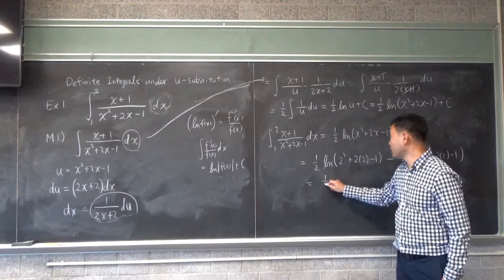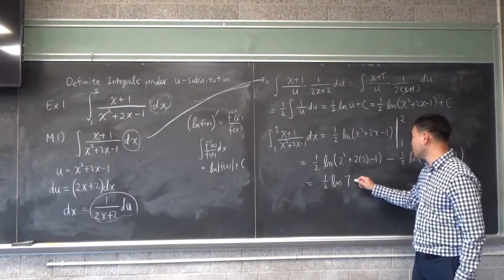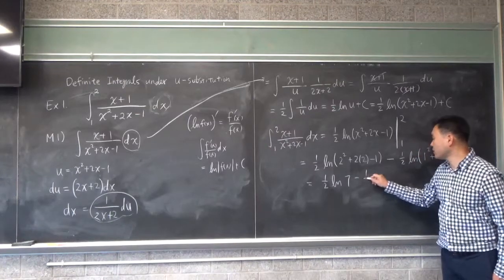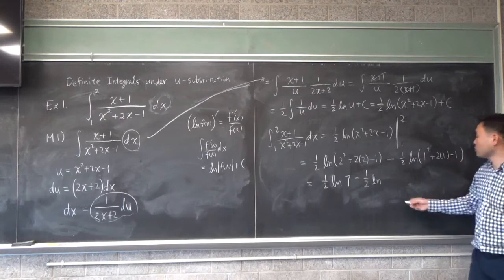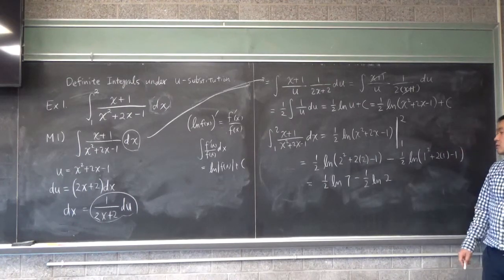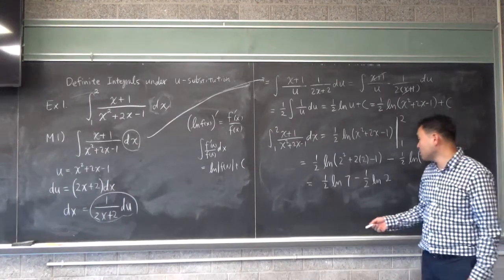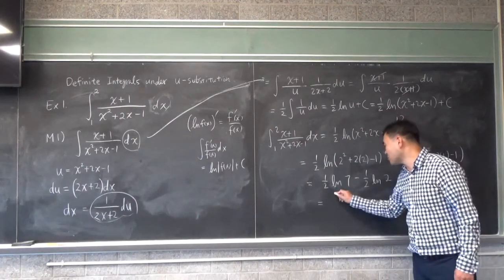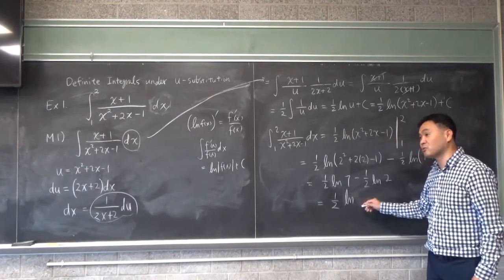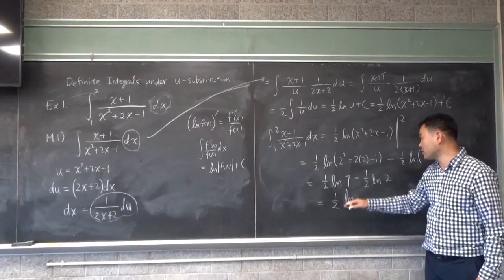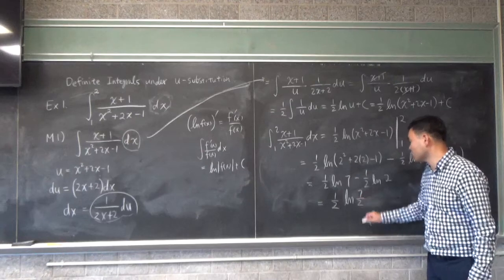So this is 1/2 ln of, let's see, 4 plus 4 minus 1 is ln of 7, minus 1/2 ln of 3 minus 1, that's 2. So that'll be the answer, or if you want to simplify a little bit, if you subtract 2 logs, that's the same as division, right? So you can factor the 1/2 out, and then it's ln of 7 minus ln of 2, that's the same as ln of 7 over 2.